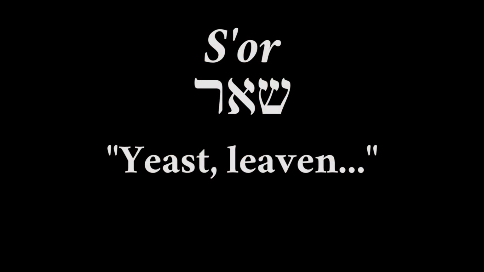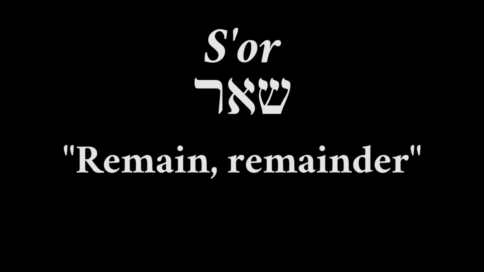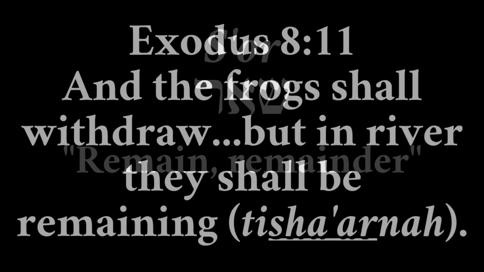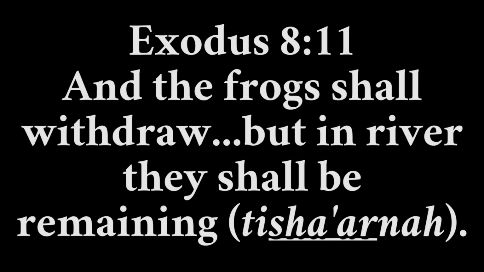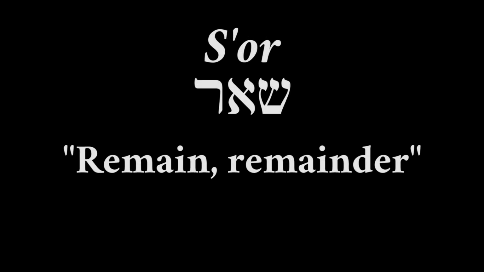Now let's also talk about the Hebrew word seor. Seor is translated as yeast or leaven in various ways at various times, depending upon your translation. But literally, it seems to mean remainder. It comes from the verb that's used to refer to remain. So for example, when it talks about the plague of the frogs in the Exodus, it talks about in the river they will remain. It uses the word that's spelled the same way, the verb form of seor. And I would argue that therefore the literal interpretation of the word seor is remainder.